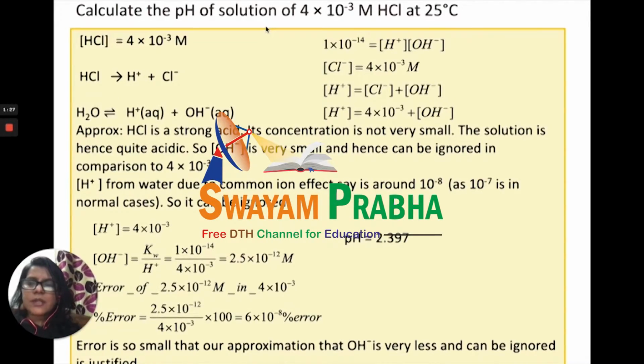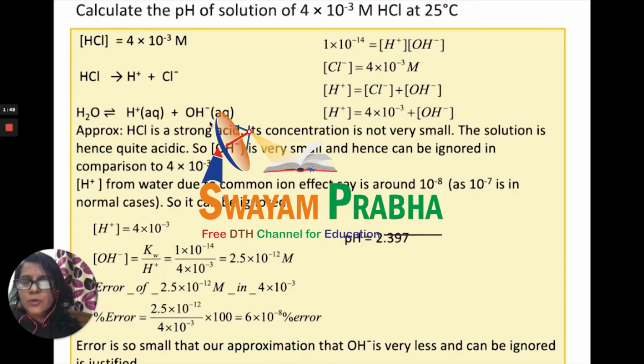Now let us take a look at some numericals. Calculate the pH of a solution of 4 into 10 to the power minus 3 molar HCl at 25 degrees centigrade. Now HCl concentration is given as 4 into 10 to the power minus 3 molar, and it's a strong acid, so it will dissociate to give you H plus and Cl minus ion.